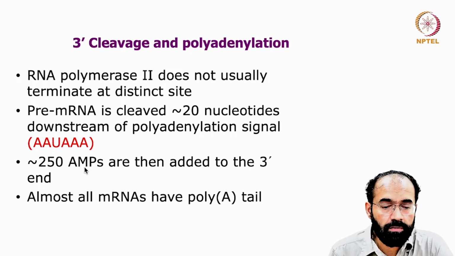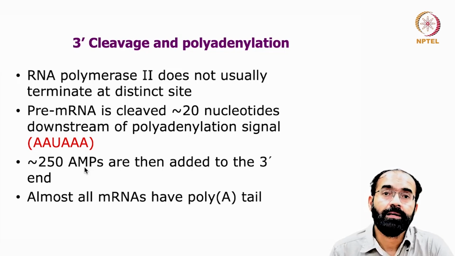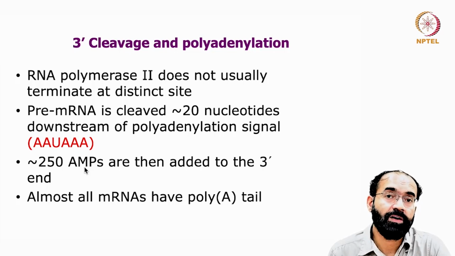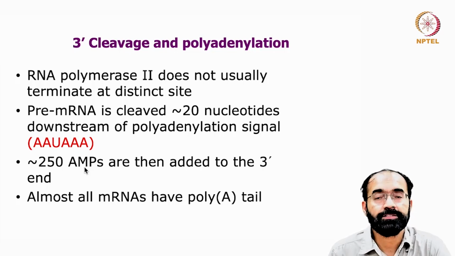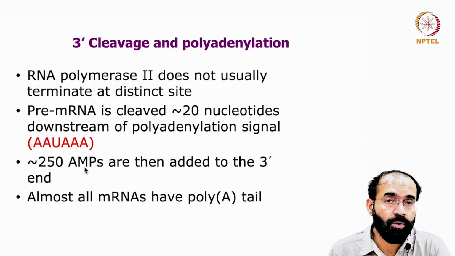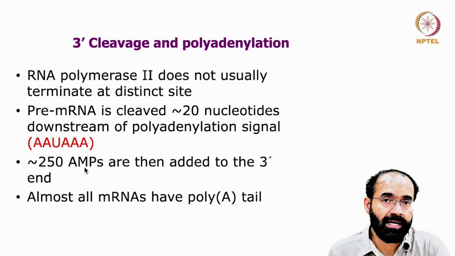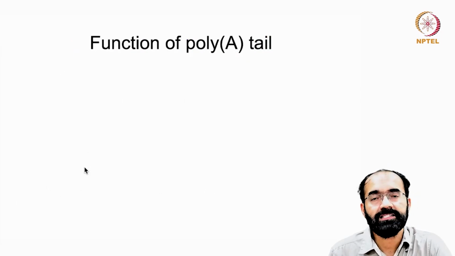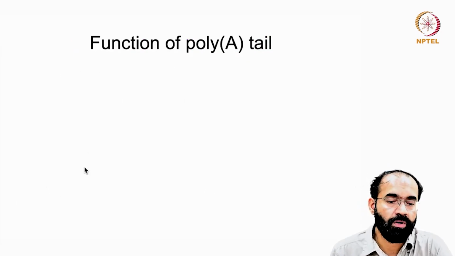And almost all RNAs have a poly A tail. Without a proper poly A tail, RNA is vulnerable to degradation. It is also said that the poly A tail gives an indication of how many rounds an mRNA has participated in protein translation. It is kind of a marking of the age of the mRNA. Let us see what the functions of the poly A tail are.